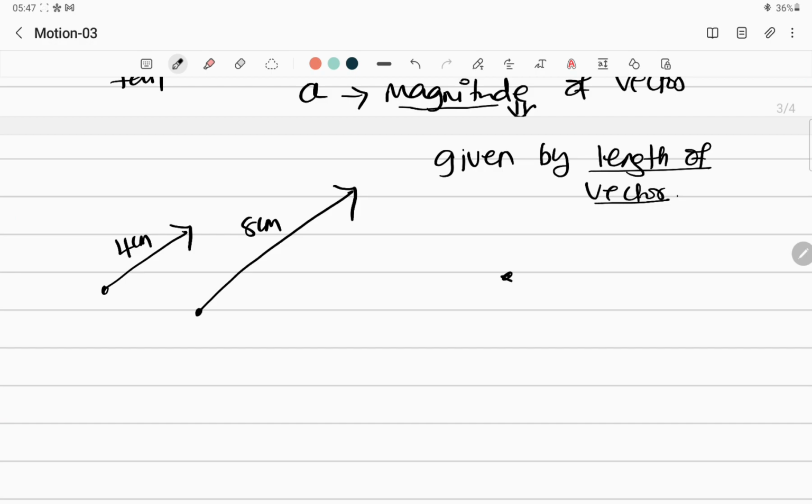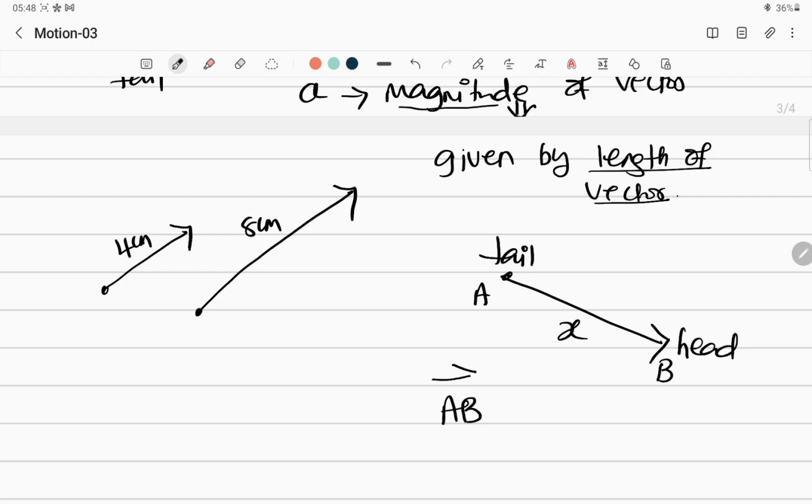If I write any vector like this, here is the tail and here is the head, and I can name it anything. I can name it as AB. AB may be having a length of x also, so we are going to represent it as vector AB is equal to x. Both are the same things.